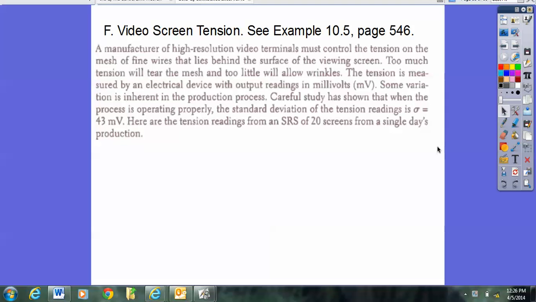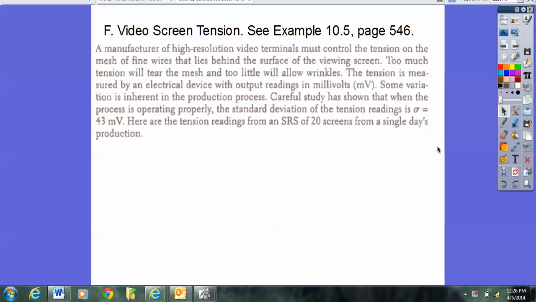A manufacturer of high resolution video terminals must control the tension on the mesh of fine wires that lies behind the surface of the viewing screen. Too much tension will tear the mesh and too little will allow wrinkles. The tension is measured by an electronic device with output readings in millivolts, mV. Some variation is inherent in the production process.